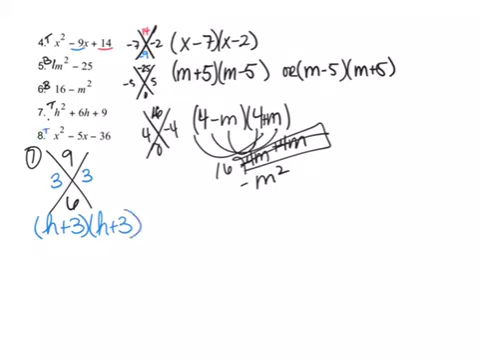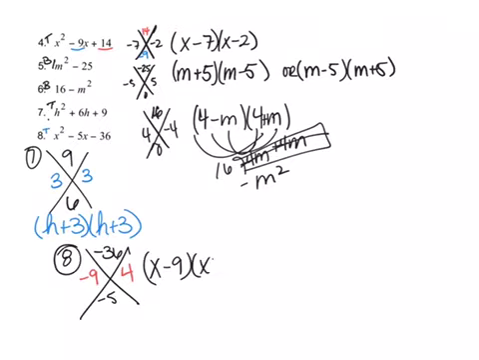Number 8 is also a trinomial. There's no common factor here, so I'm back to my x problem again. What two numbers multiply to -36 and add to -5? We have -9 and +4. So my factors for number 8 are x minus 9 and x plus 4.